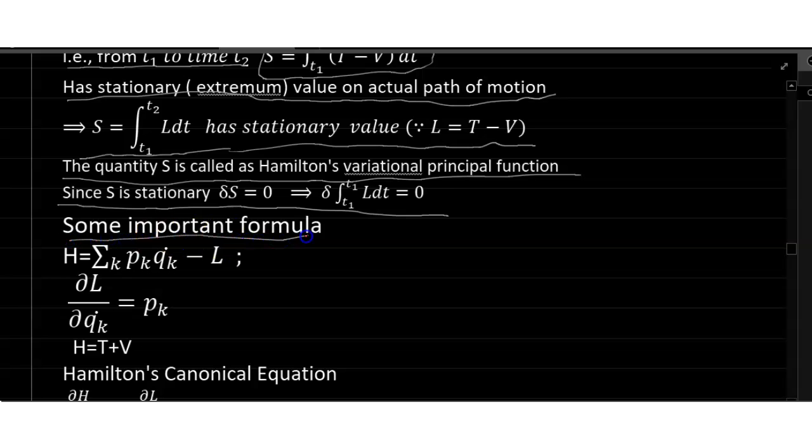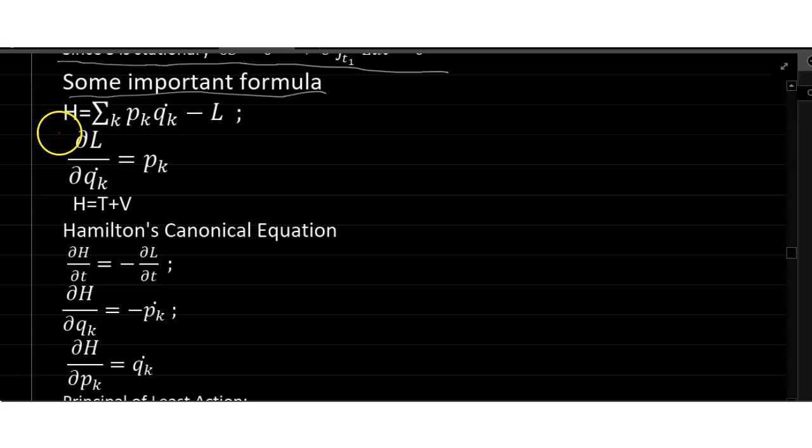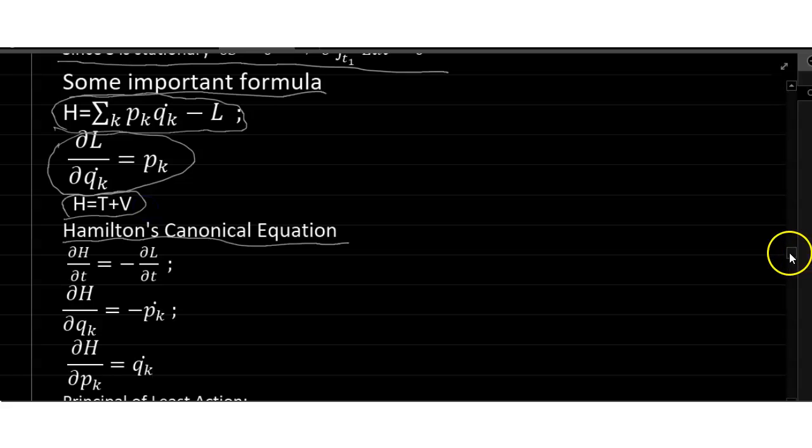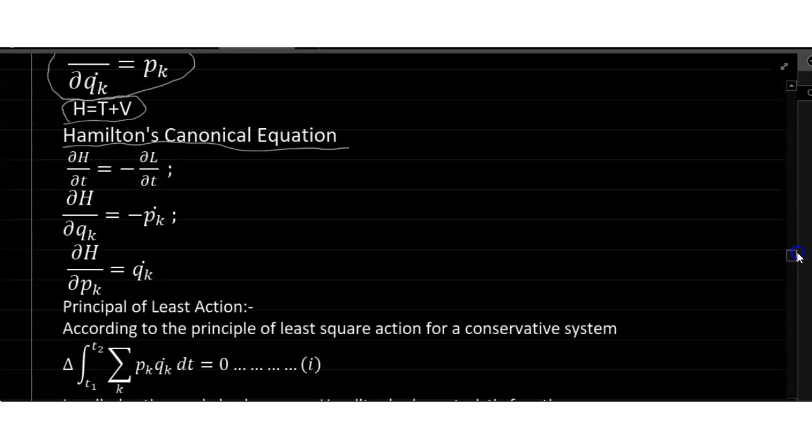And some important formulas. H is equal to summation pk q dot k minus L, and del L by del q dot k is equal to Pk. And H is given by the formula you must remember, friends. Del H by del T, del H by del qk is equal to minus P dot k. Del H divided by del P is equal to q dot k.